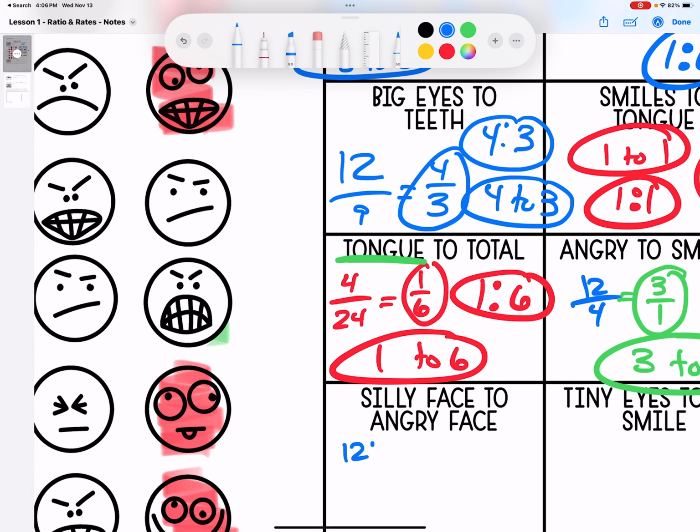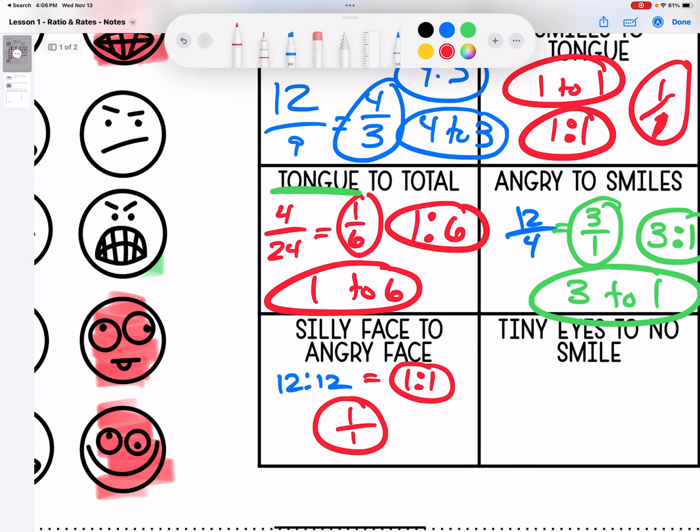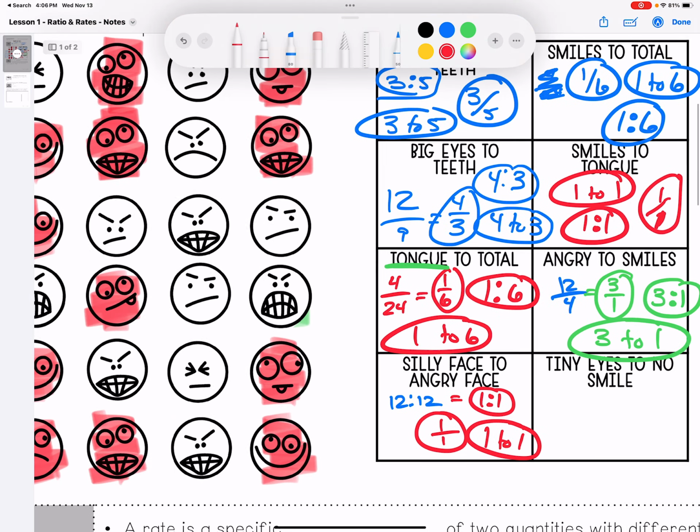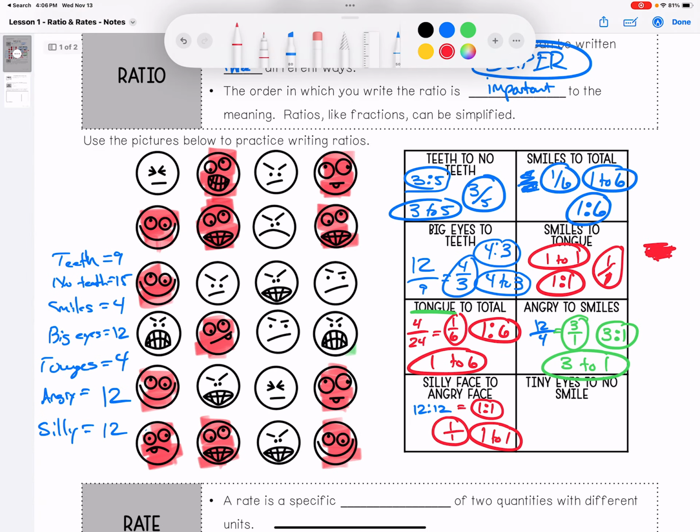So what is the silly face to angry face? 12 to 12. Well, don't just say 12 to 12, because they'll actually simplify into 1 to 1, 1 over 1, and 1 colon 1. Tiny eyes to no smile. We don't have either one of those.